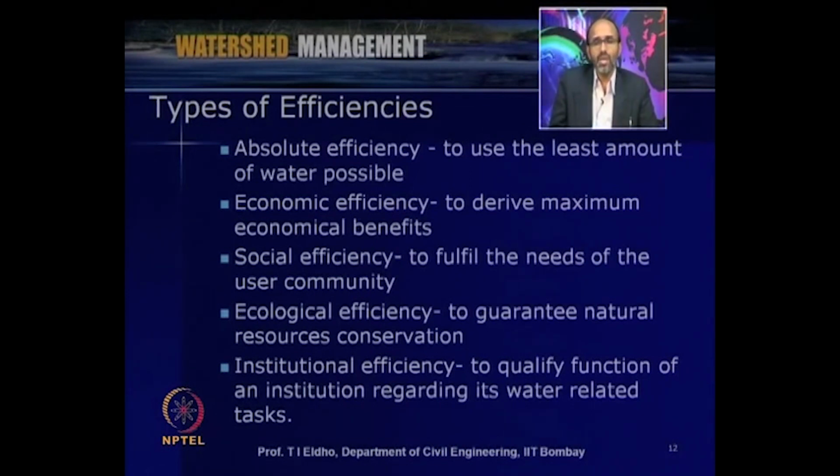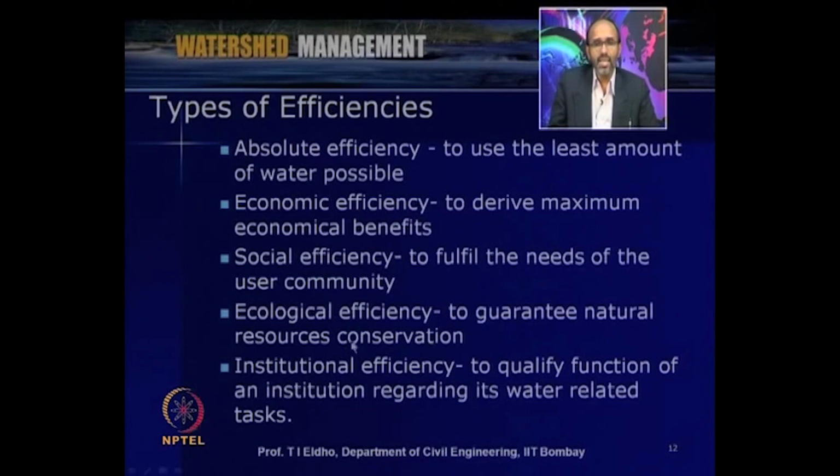Then economic efficiency means to derive the maximum economic benefits. If it is crop production with less use of water, how can the maximum crops be produced, or if it is industrial production with less use of water, how can maximum industrial production be achieved. Then social efficiency, to fulfill the needs of the user community. It is not that we are cutting the supply to conserve the water. We are supplying the water, but we are educating the society and looking at the social aspects. By providing normal supply, but through the participation of the users, we can reduce the use of water or conserve the water. That way we can look into social efficiency.